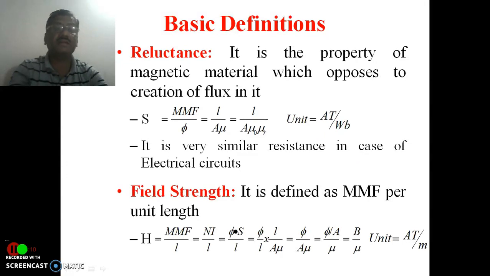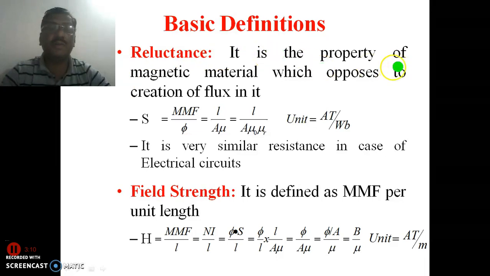Then the next definition is the reluctance. It is a property of magnetic material which opposes the creation of flux in it. Its formula is MMF divided by phi. This property is very similar to the resistance in the electrical circuit, because in the electrical circuit, resistance R is given by the expression V upon I.